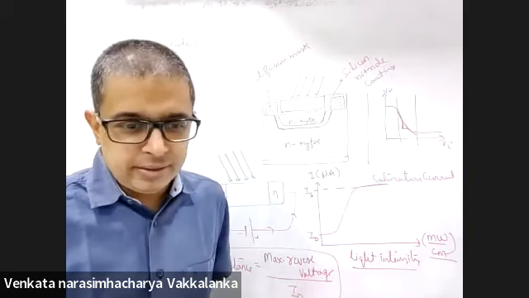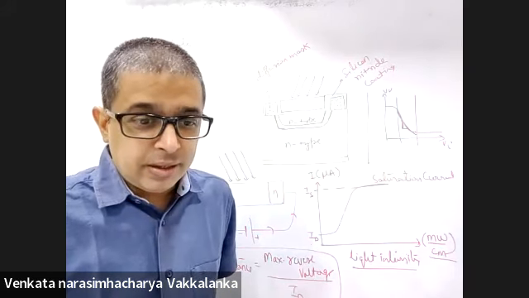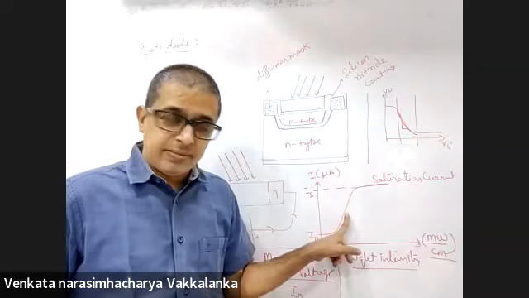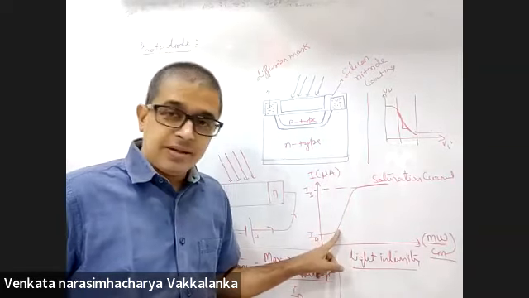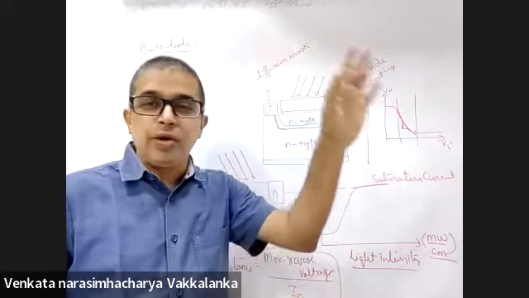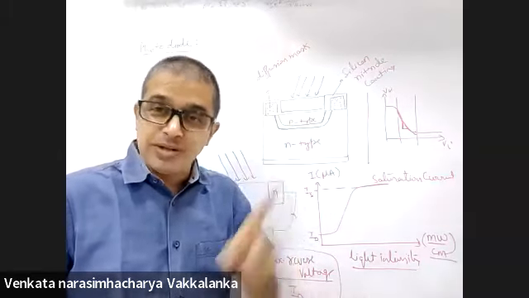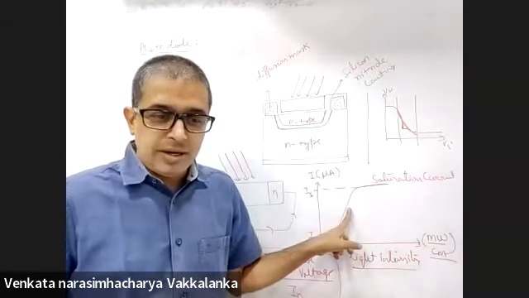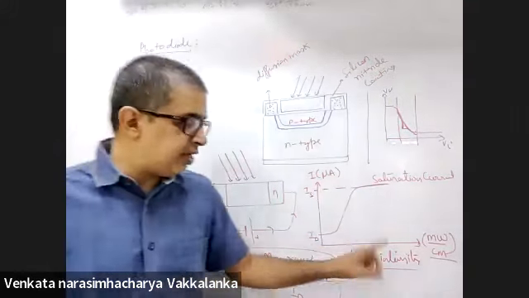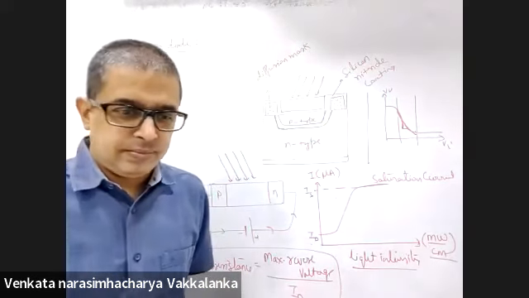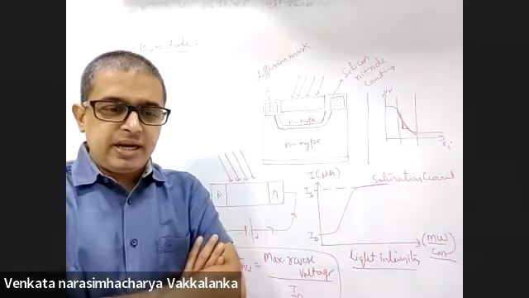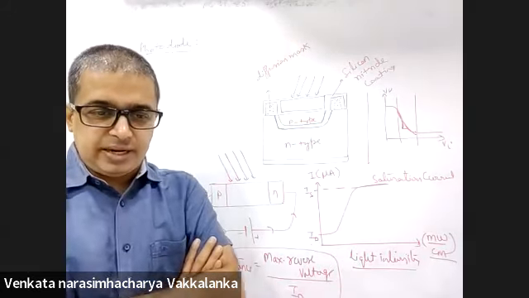Second point, reverse current. Have a look at this line. It is linearly proportional. So based on the reverse current, you can approximately guess what is the intensity of light, because it is linearly proportional. Second point, reverse current is linearly proportional to the intensity of light.